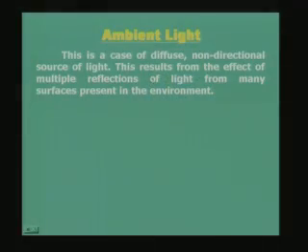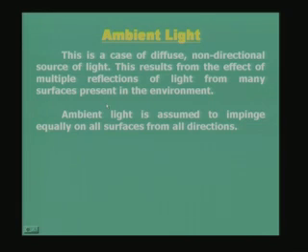So, if you look back, this is what I said just now, that ambient light is a case of a diffuse non-directional source of light, and it results from the effect of multiple reflections of light from many surfaces present in the environment. Ambient light is assumed to impinge equally on all surfaces from all directions. This may not actually be true in a realistic scenario. There could be variations, though they may not be very large. That means one part of, say, the background wall or the ceiling of your room may receive a larger fraction or a larger percentage of these interreflected rays, causing larger ambient illumination or larger ambience in terms of illumination and shading in this context.